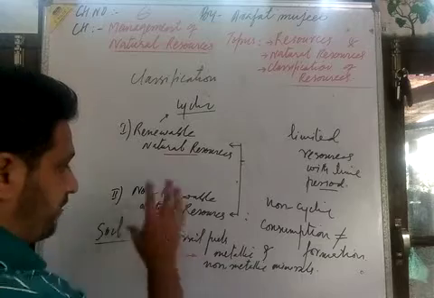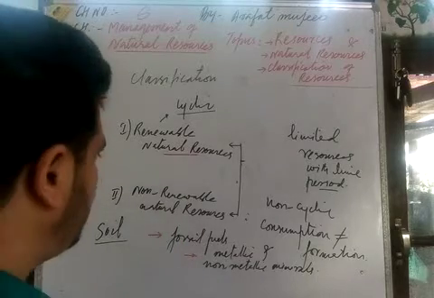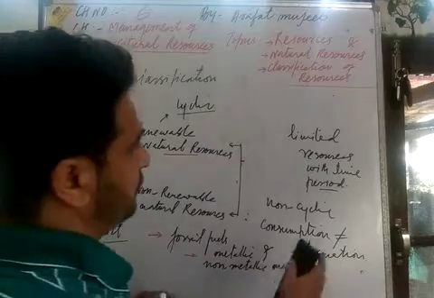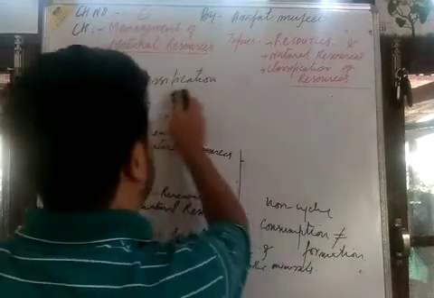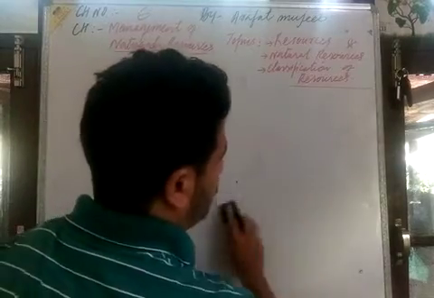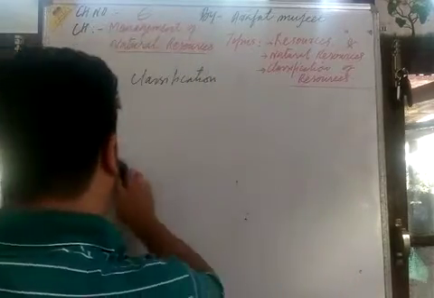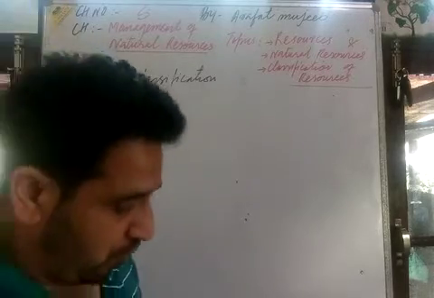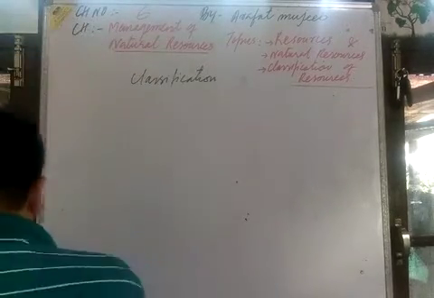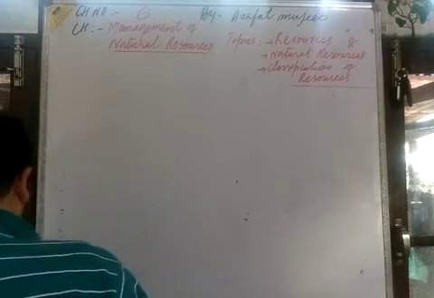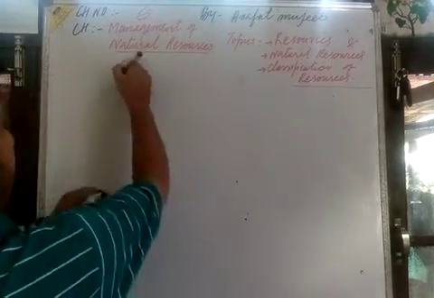So we put it in this category too. Then there are the non-renewable natural resources. They cannot be replenished once they are utilized, with time, with the use. They are less in quantity, less in number. Now the focus is on what is the management and conservation of natural resources.